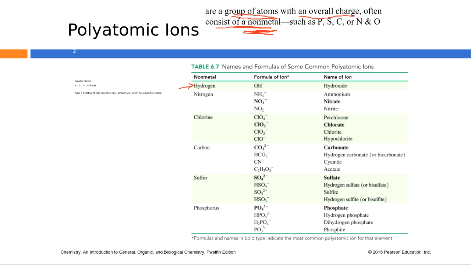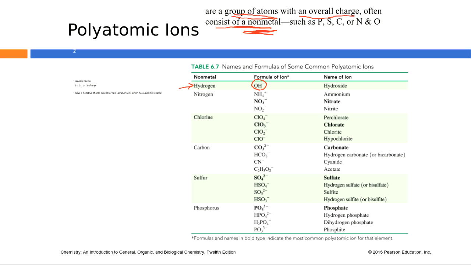If hydrogen combines with one atom of oxygen, they will have an overall charge of 1 minus. This group as a whole we call a polyatomic ion, and we name it hydroxide. So when I hear hydroxide, I will think it is a polyatomic ion. It has an overall charge of 1 minus. It consists of two nonmetals, hydrogen and oxygen.